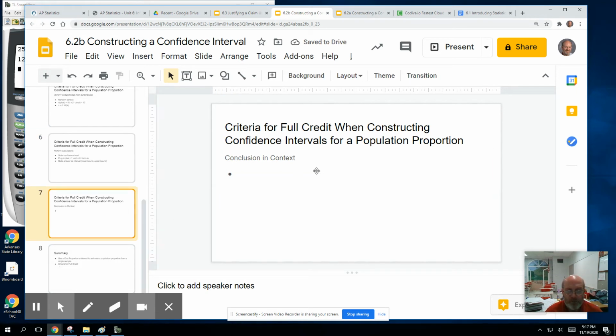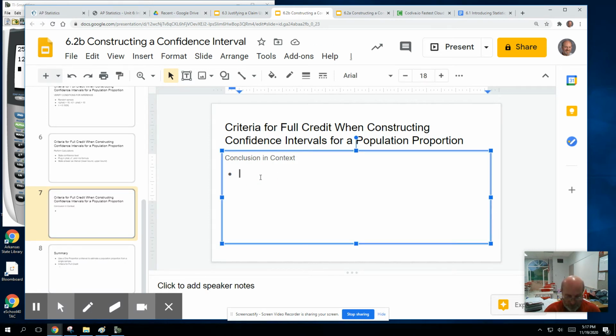And then finally, criteria for full credit is our conclusion in context. This statement, if you write this statement this way, you can say it in other words that mean the same thing, but if you use this framework for the statement every single time, you'll get credit for the conclusion in context. So once we create our interval, our conclusion in context will be, we are, and then we're going to plug in. When I write these statements that you're going to have to plug stuff in, I will put in brackets what you plug in for that particular problem. Everything else is standard, but what's in the brackets is what you plug in.